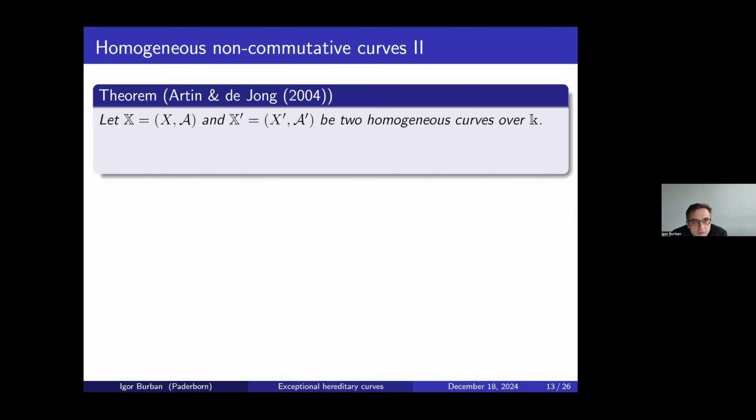Now, let me state the following result, which is due to Artin and de Jong. So Artin here is Michael Artin. Those who contributed to foundations of algebraic geometry together with Grothendieck, he introduced étale cohomology, many things, but he was also a pioneer of non-commutative algebraic geometry. And together with Johan de Jong, he started to write a manuscript, which unfortunately remained unpublished. Also, many results in that work are really foundational.